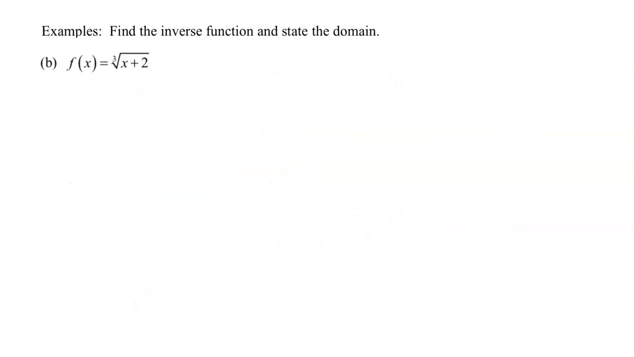Okay, letter B, find the inverse, state the domain for f of x is equal to the cube root of x plus 2. So again, if you think about what a cube root function looks like, it's just basically an inverted cube graph. And so the range of this original function is again going to be negative infinity to infinity, which means that the domain of the inverse is also going to be negative infinity to infinity.